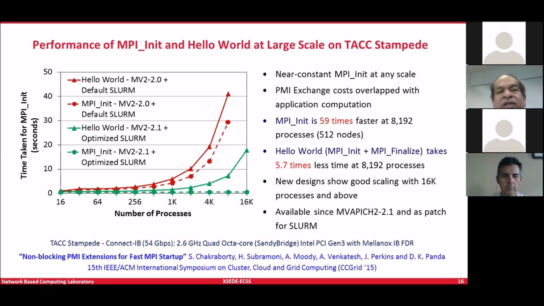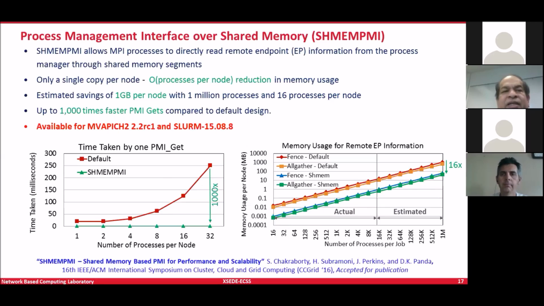The red lines are with the MVAPICH2 2.0 version with the default Slurm, but if you look at 2.1 and the recent versions, where we have done optimizations, not only in our stack but also in the Slurm stack, you can see MPI_Init time is improved by 59 times at 8K processes. Similarly, Hello World time is reduced by 5.7 times for 8K processes. These are all new designs available in the latest version, and especially with MVAPICH2 2.2 RC1, we introduced new optimizations.